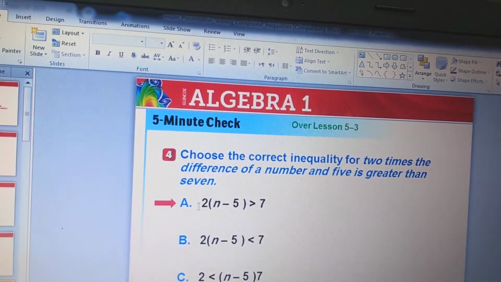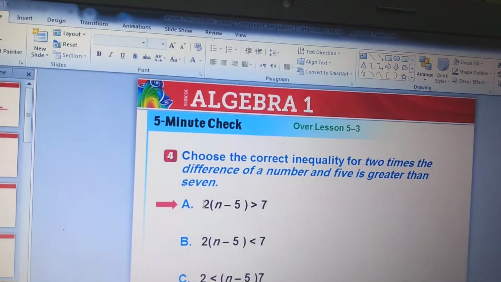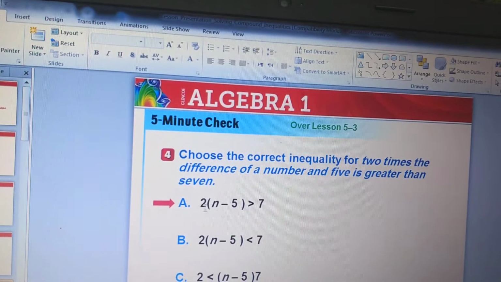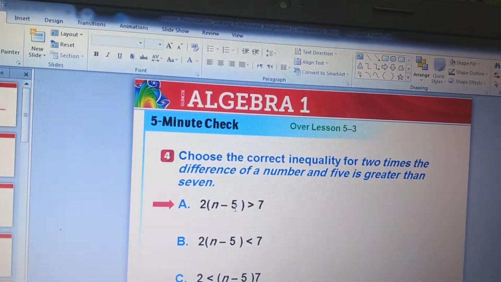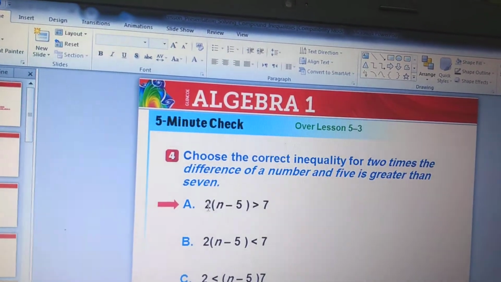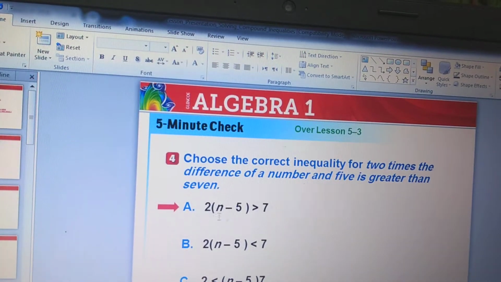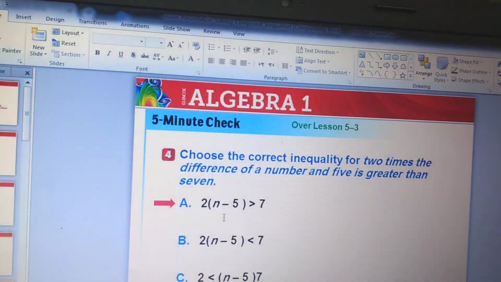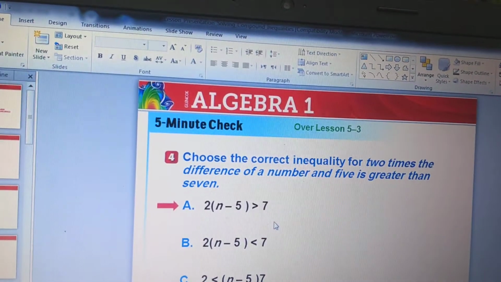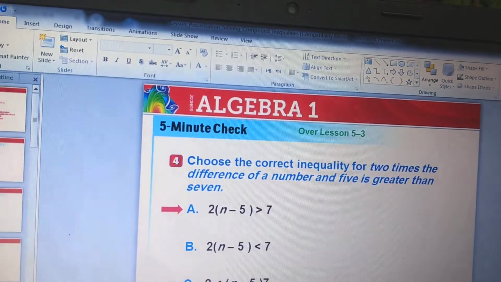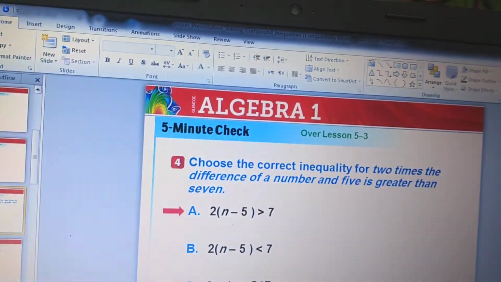Here, I will make distributive. 2 multiply the brackets. This means I will multiply 2 by n and by negative 5. 2 times n is 2n. 2 times negative 5 is negative 10. You will get 2n minus 10 more than 7. Then you complete, solve in the same way.